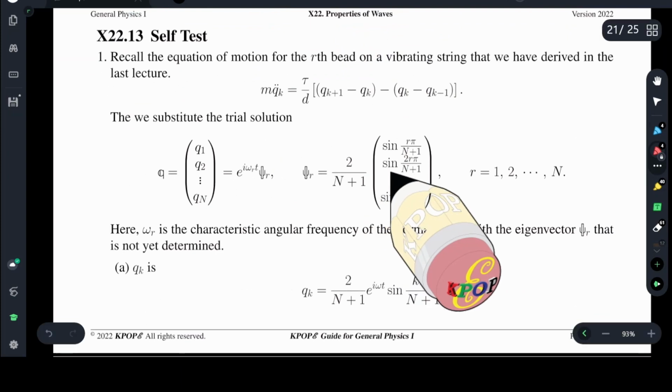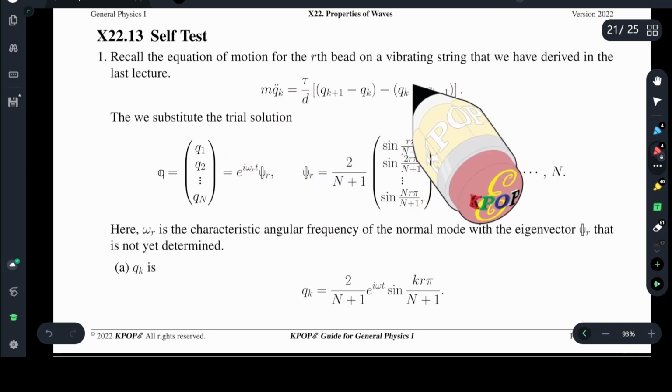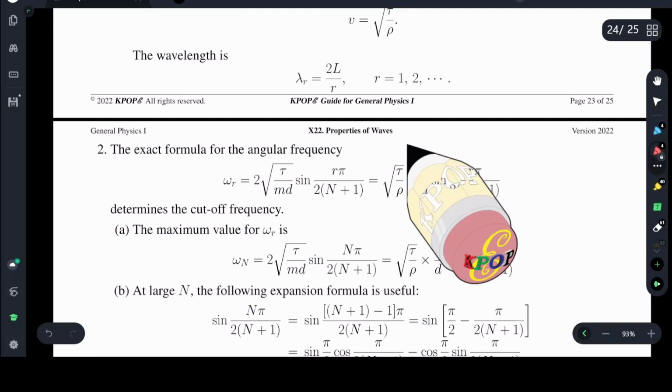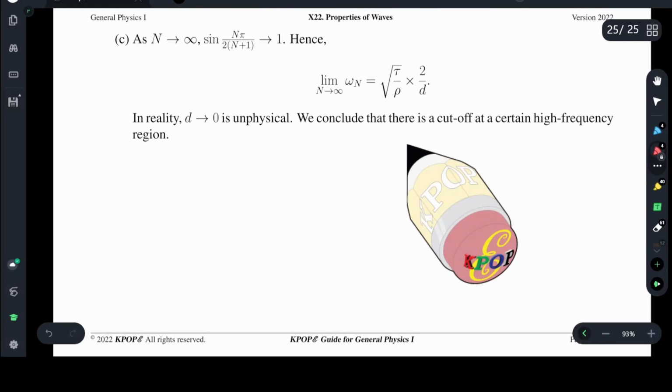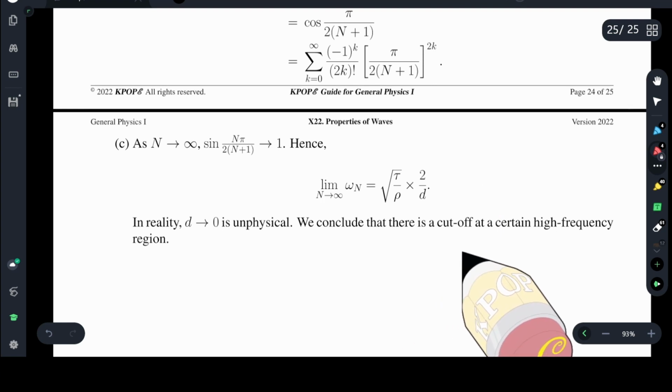Self-test: you can review this. This is the equation of motion for the vibrating string we studied in the previous class. So at the end, we consider the cutoff frequency.